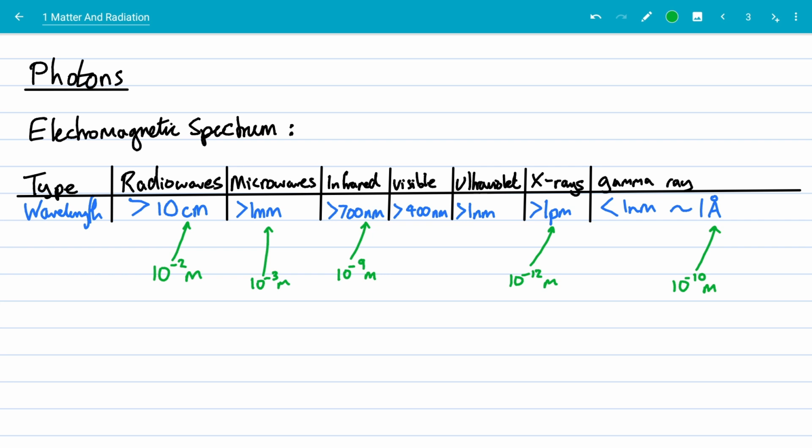It's worth knowing, we also have micro, which would be 10 to the negative 6 meters, and we have femtometers, which would be 10 to the negative 15 meters. But they're not included in this list. So that's our electromagnetic spectrum.